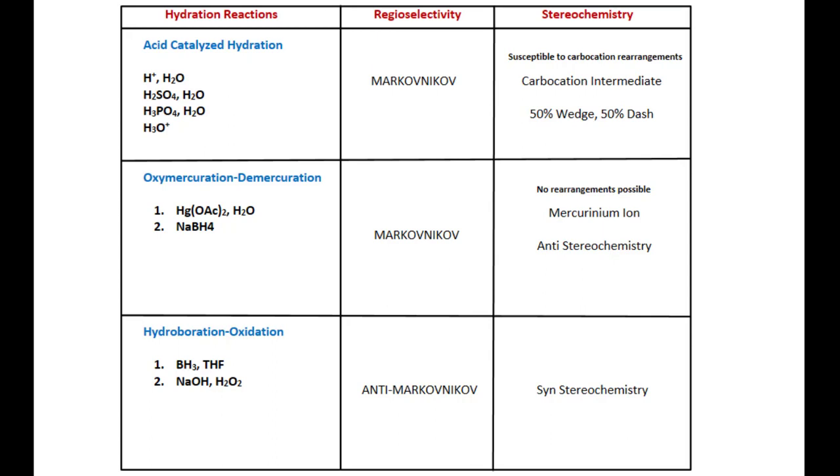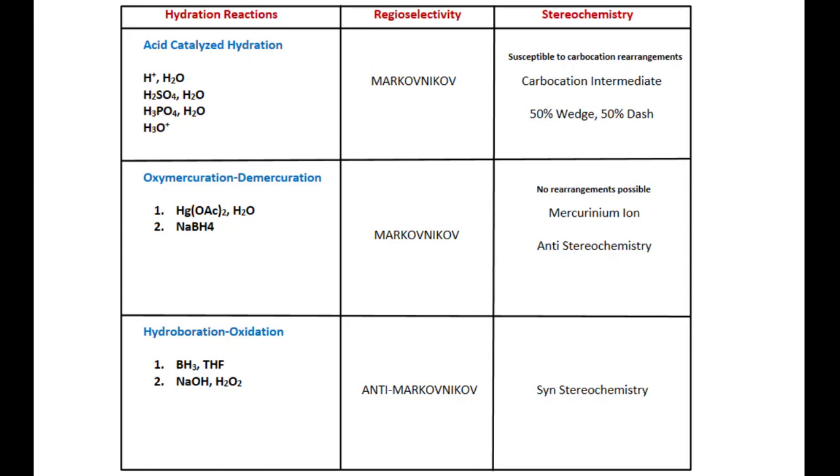For oxymercuration-demercuration, we said the intermediate is that cyclic mercurinium ion. And remember, when you have a cyclic intermediate, that's going to result in anti-stereochemistry. So oxymercuration-demercuration is going to have the H and the OH add opposite to each other, meaning one on a wedge and one on a dash.